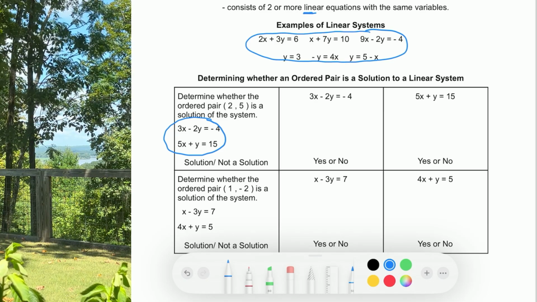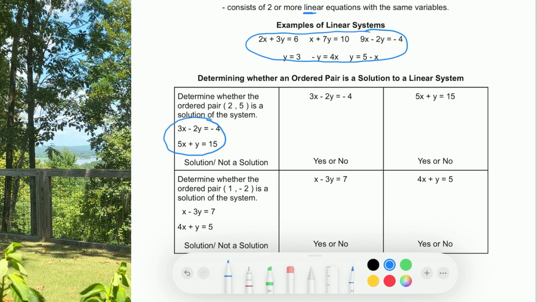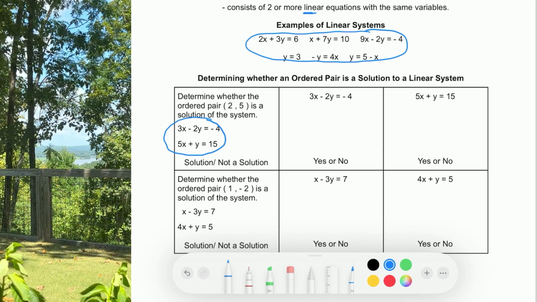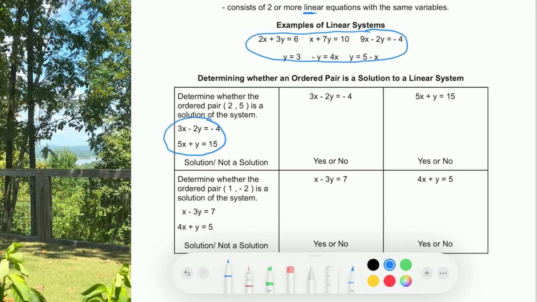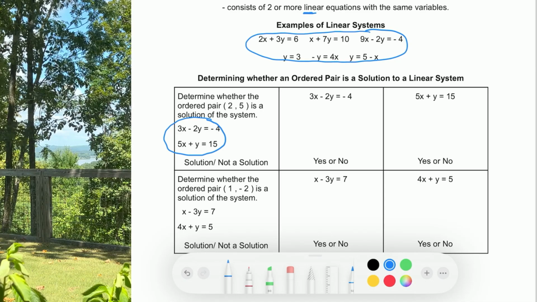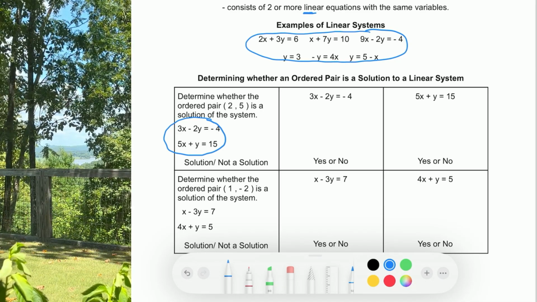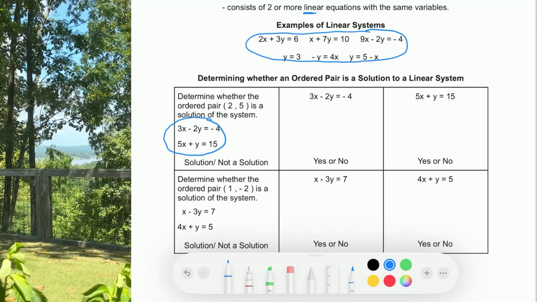For it to be a solution to the system, it has to work in both equations. If it only works in one or it doesn't work in either one, then it's not a solution. It has to work in both. So we're going to be solving this problem two times basically, because we have to put our solution in each of these equations and solve to see if it is a true solution.